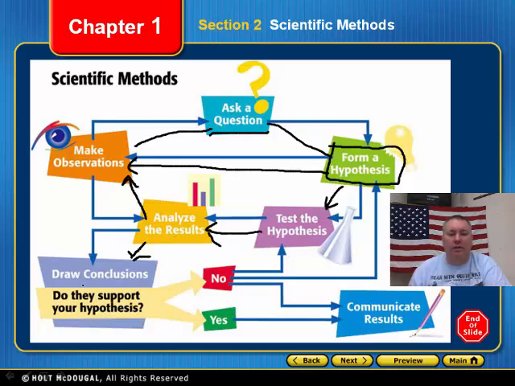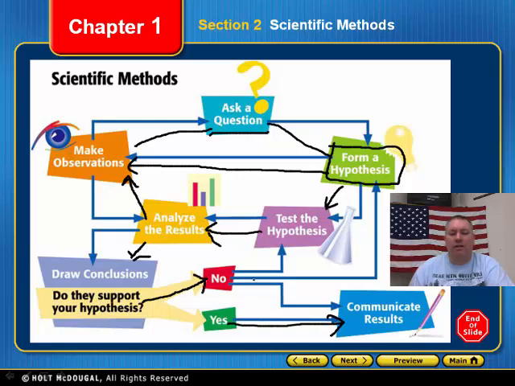So when they draw conclusions, it actually goes from here. They have two answers, yes or no. Did the results from their investigation actually support their hypothesis? If it did, then congratulations, they're done. They communicate the results and they're heroes to the world. If not, they have to come over here to no.